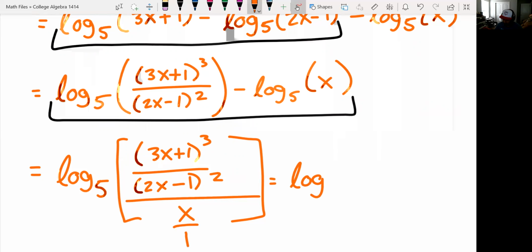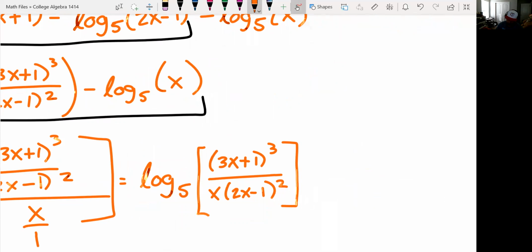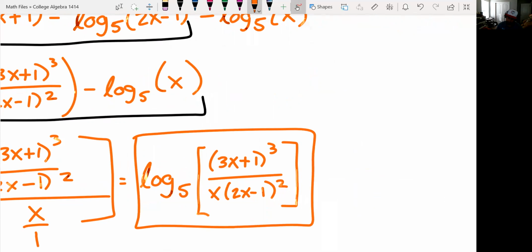So that would give me log base 5 bracket. Maybe not a bracket anymore, but whatever. Keeps it neat. Of, because if you multiply by the reciprocal, that'd be 1 over x. So that would stay in the denominator. Okay, so then you'd get 3x plus 1 cubed over x times 2x minus 1 squared, close bracket. And there it is. Nothing else we could do there.